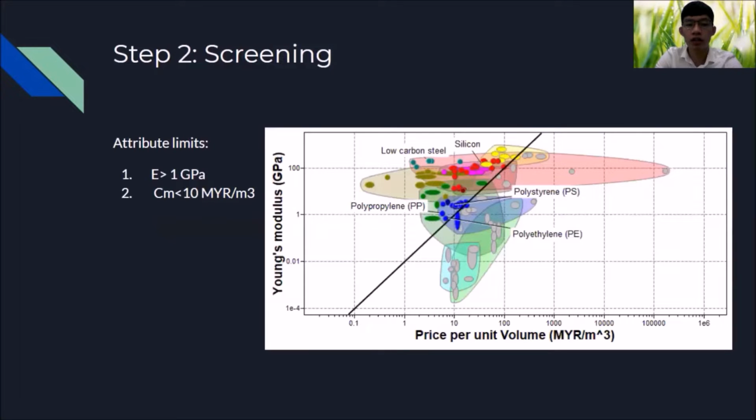After completing step 1, we continue with step 2, screening. In this stage, we use CES software to identify the material. We set the attribute limit to E more than 1 GPa and the price less than 10 RMB per volume. The slope of the graph was set as 2. After the screening is done, 5 suitable materials were screened out.